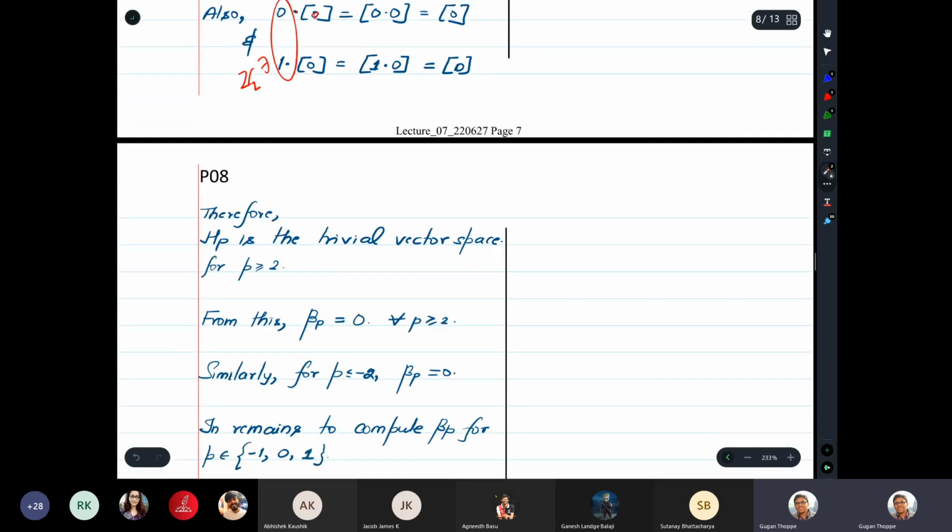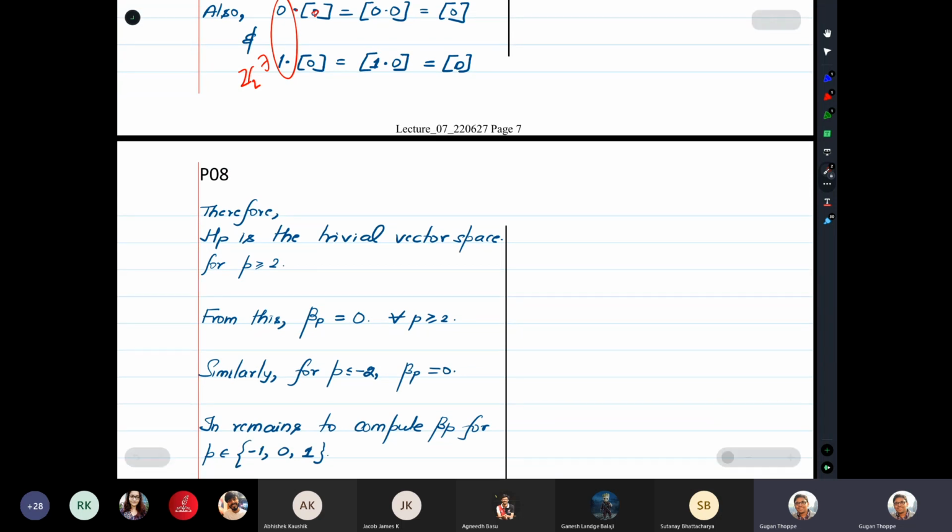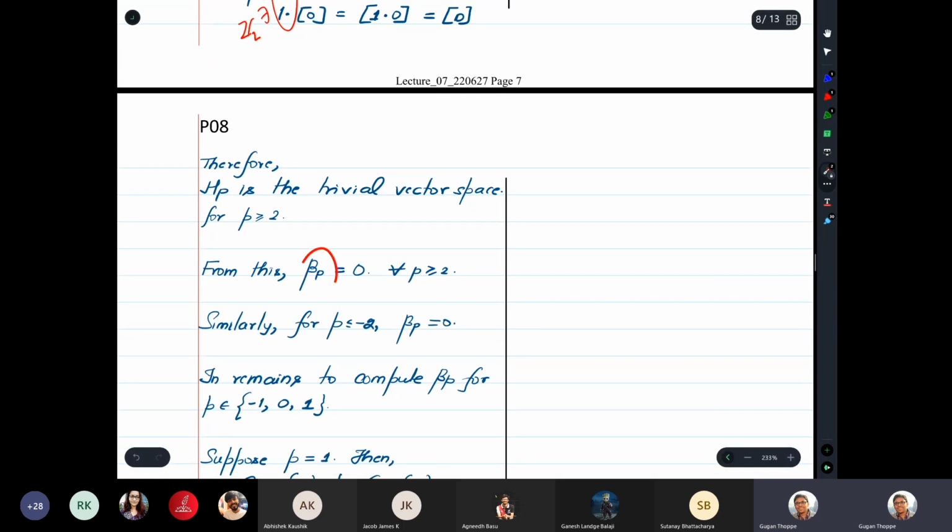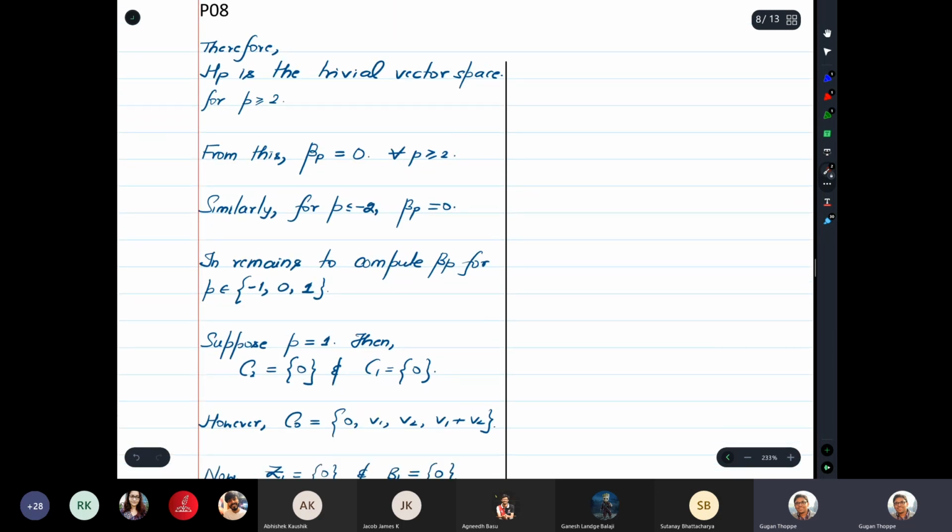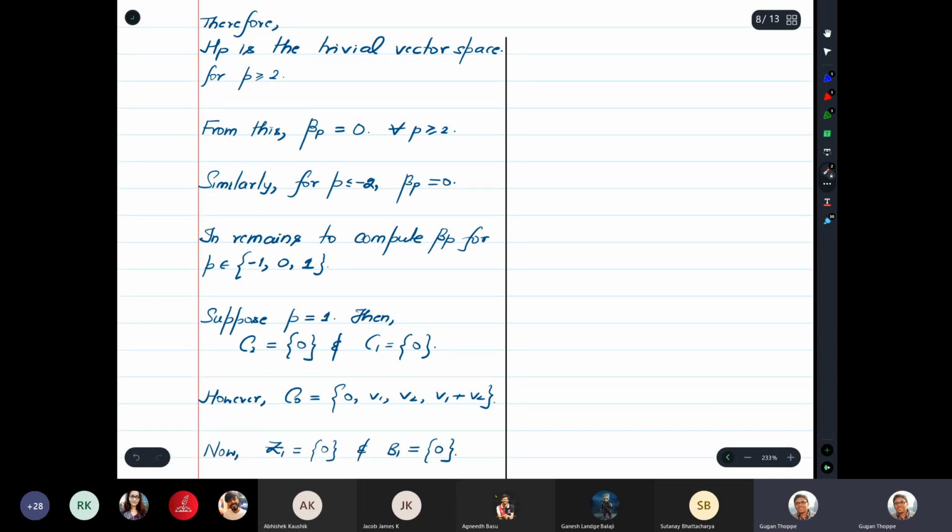Okay, and since this is a trivial vector space, from this one can conclude that indeed the pth Betti number is 0 for all p bigger than or equal to 2. And in the same way, for p less than -2, one can conclude that beta p is 0. Because all these CPs will be 0, so beta p will be 0.